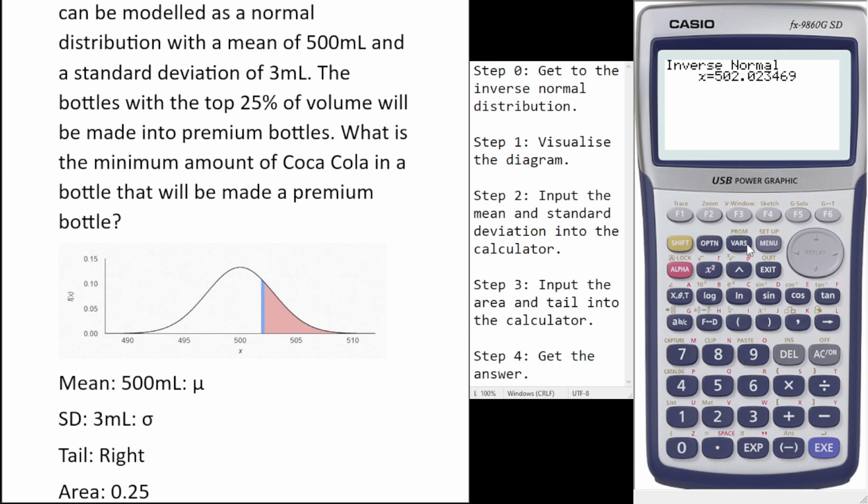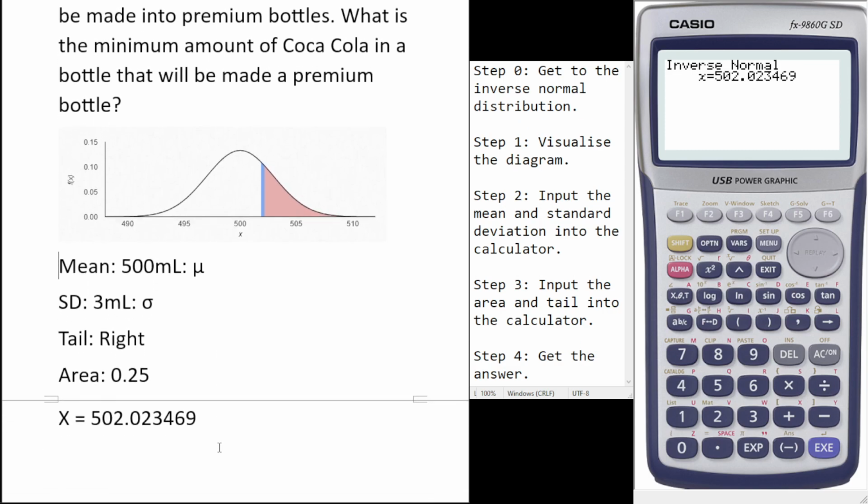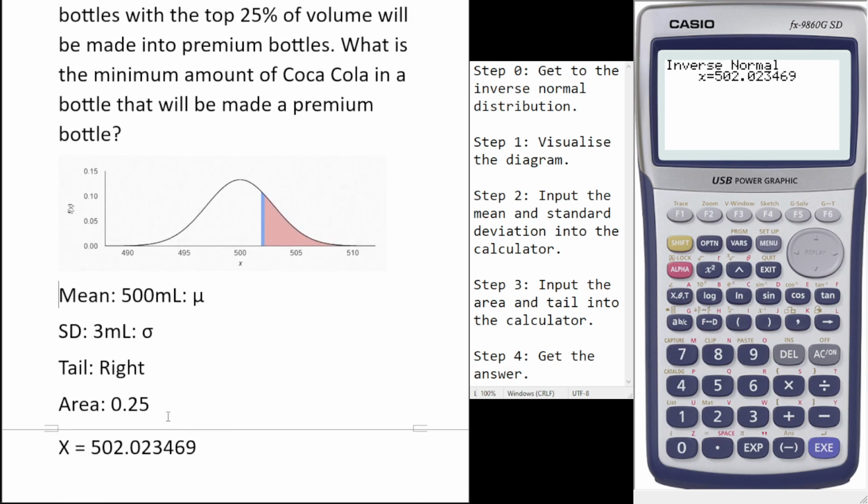Go down, click execute. The number is 502.023469, and that's your basic answer there. And in context, it would be something like: the minimum amount of Coca-Cola in a bottle that will be made a premium bottle is 502.023469 ml.